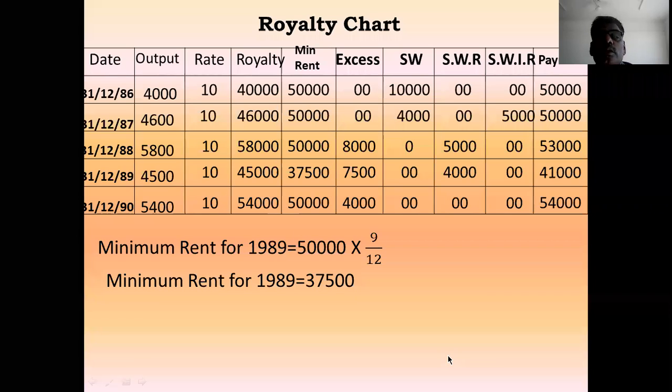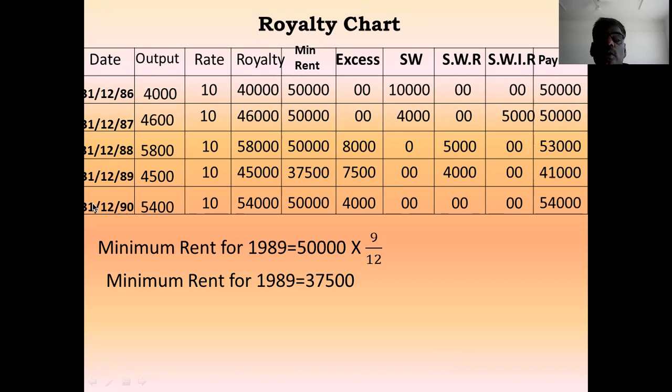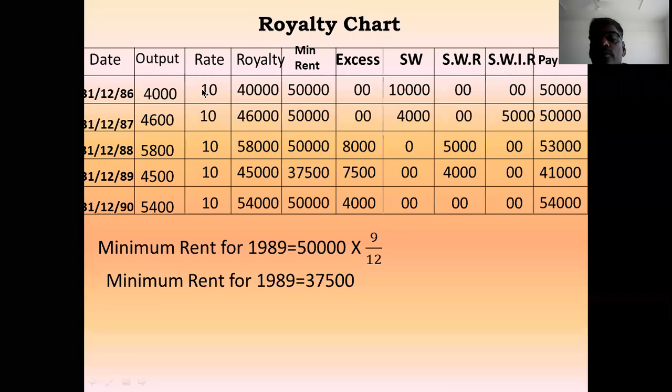And ledger accounts. First is the royalty account. The royalty account is prepared on the basis of these amounts: 40,000, 46,000, 58,000, 45,000, 54,000. This amount comes on the debit side and credit side, and you write these dates in the date column. On the debit side you write to lesser; the name of the lesser, and on the credit side by P&L account.